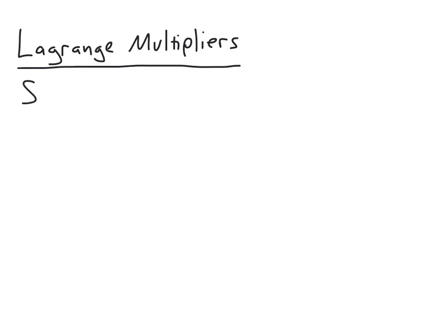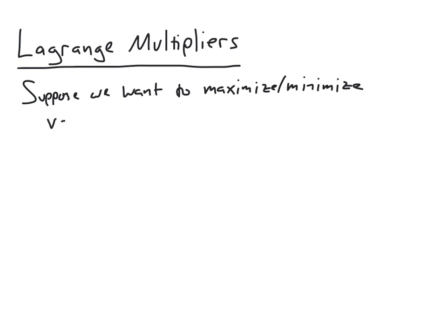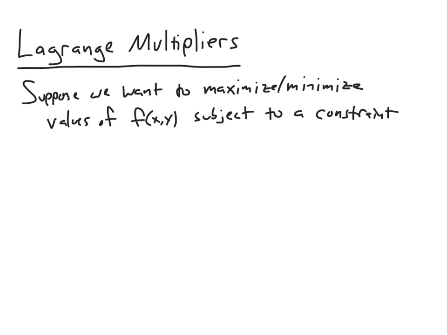So to get started, let's suppose that we want to either minimize or maximize, depending on the problem. So we want to maximize or minimize values of a function f(x,y) subject to a constraint, which we're going to give by an equation. So our constraint we're going to call g(x,y) = k.